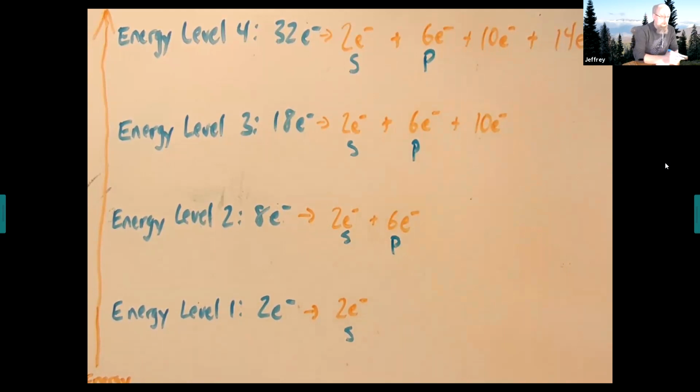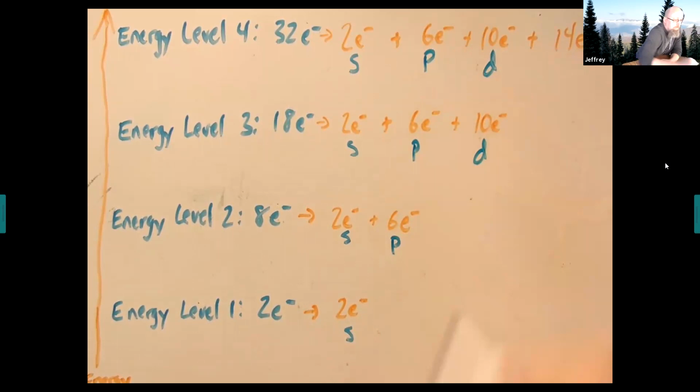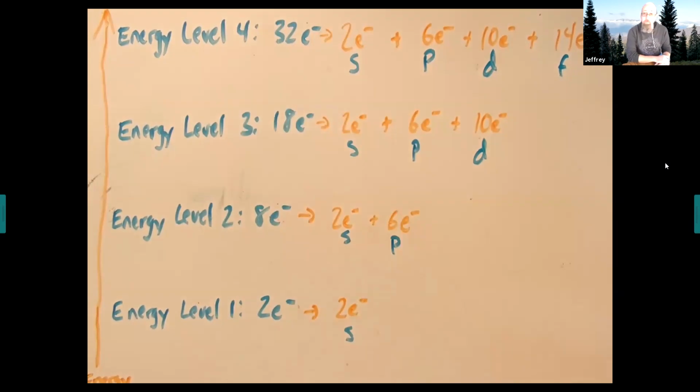The group of 10 is assigned the letter D. And a group of 14 is given the letter F. And again, this pattern repeats itself if you go to higher energy levels. So level 5 also has an S, a P, a D, and an F. We'll break these down in a minute.